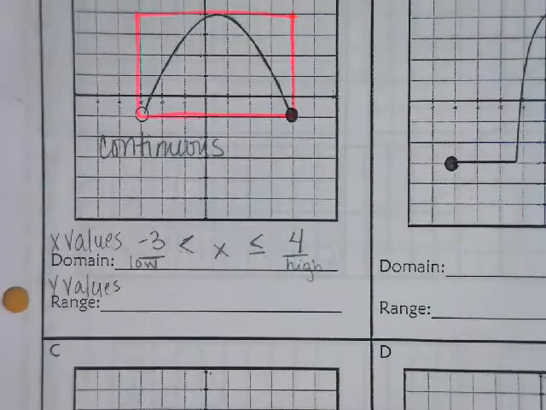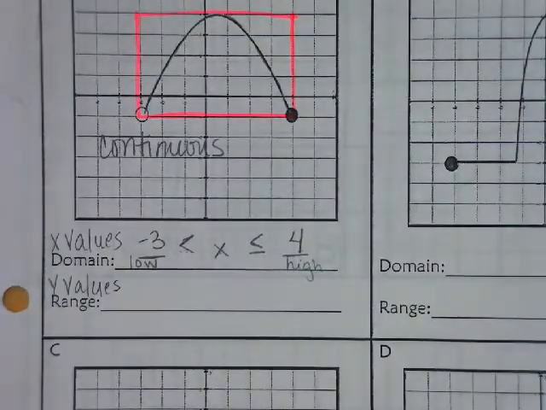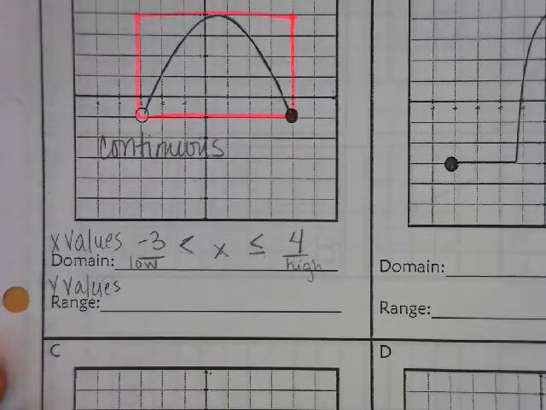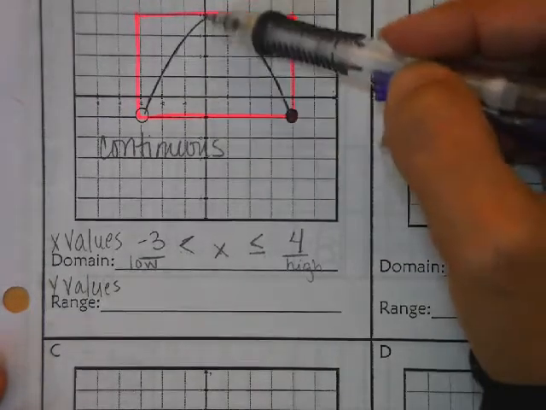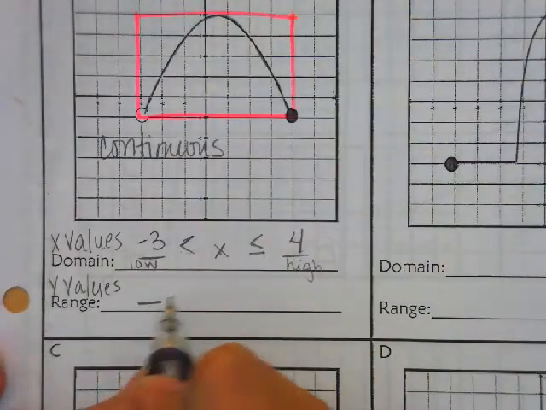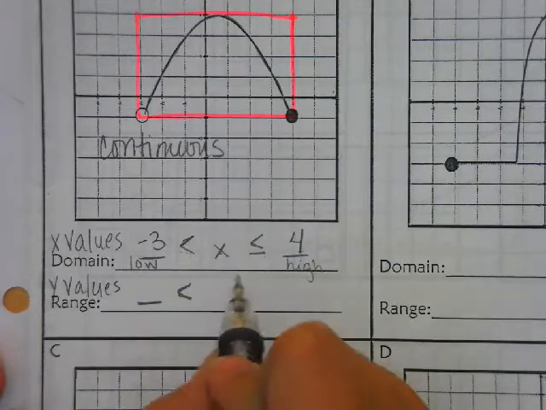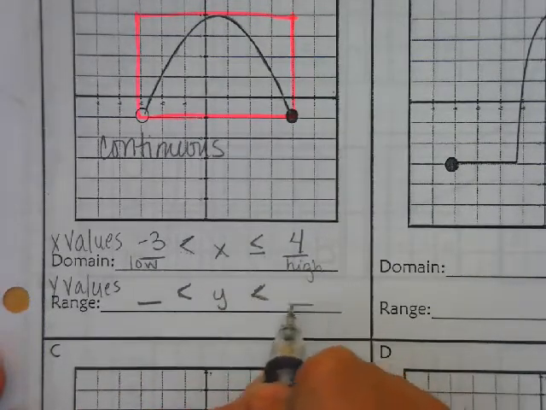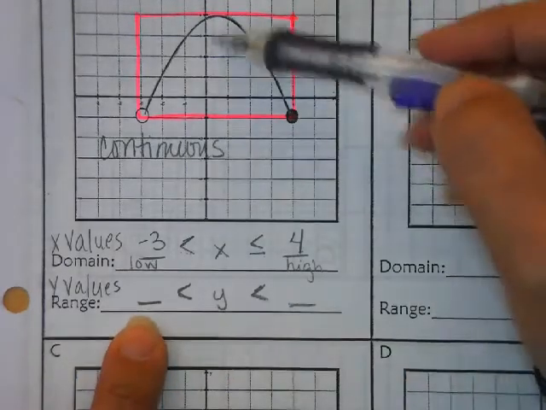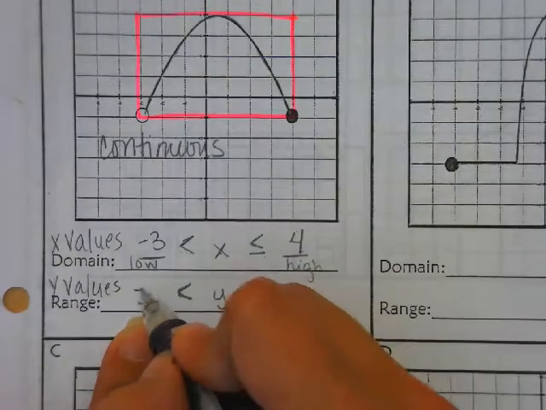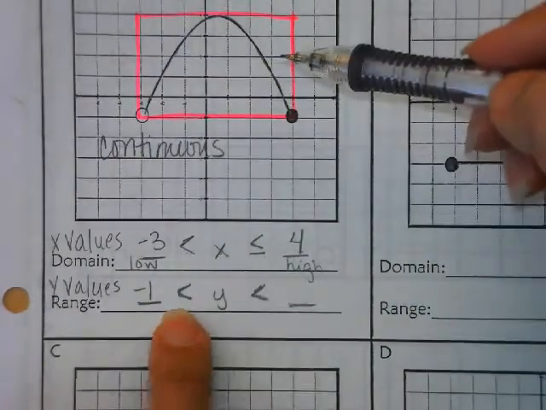All right, so let's look at it for the range. So your range is up and down. So again, lowest, we know this is going to be a less than of some sort. We'll figure out which one. Range is y, less than high. What is our lowest y value here? Negative 1. Now, we'll come back to the inequalities in a minute.